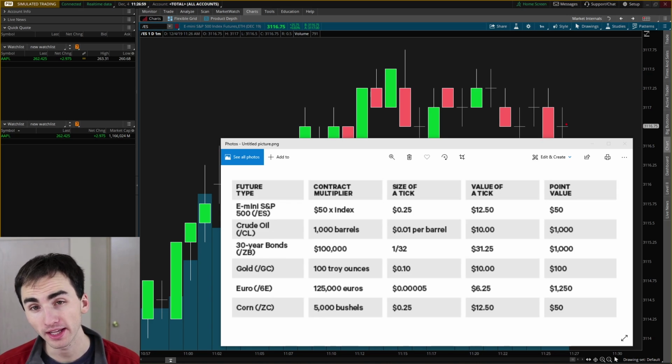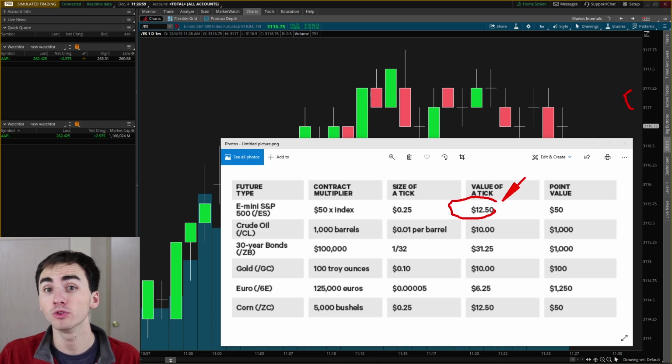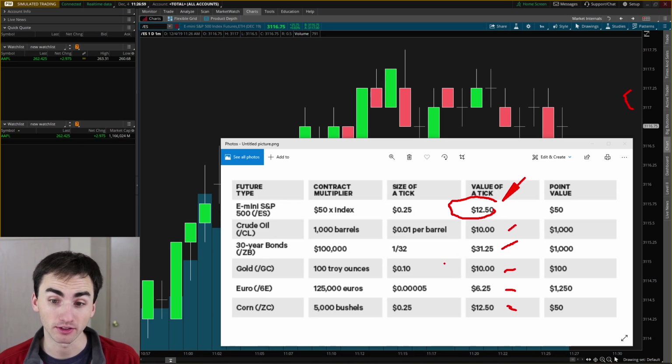And then on top of that, each tick has its own value. So for us, each time the ES market moves up one of those increments, that is not worth 25 cents like a share. It is actually worth $12.50. So your position will move up $12.50 for every contract you have, compared to moving up 25 cents if you have a share. And so you can see here, every type of future has its own value for each tick, and the ticks are actually different sizes as well.